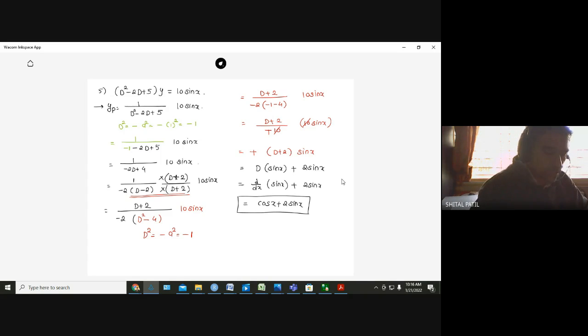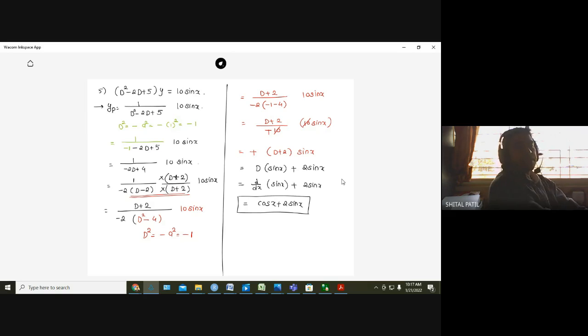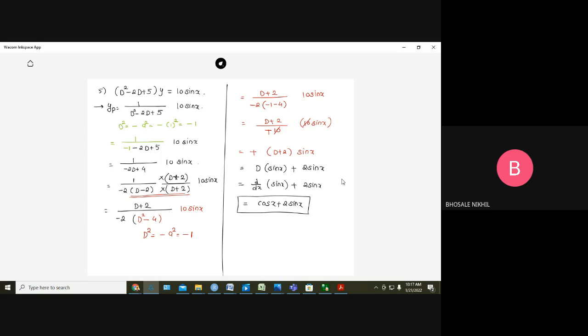Hope the example is clear to you. Go through the example once again and understand the procedure. Yes, understood. Yes, sir.